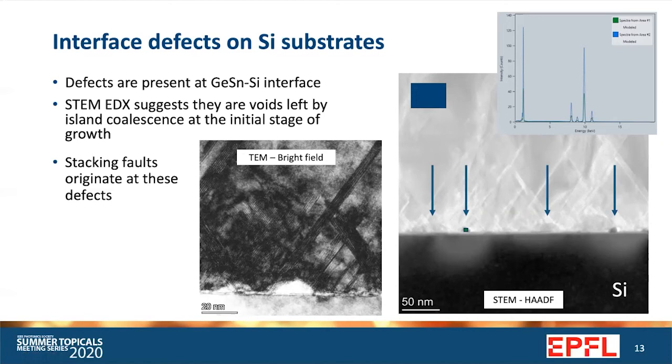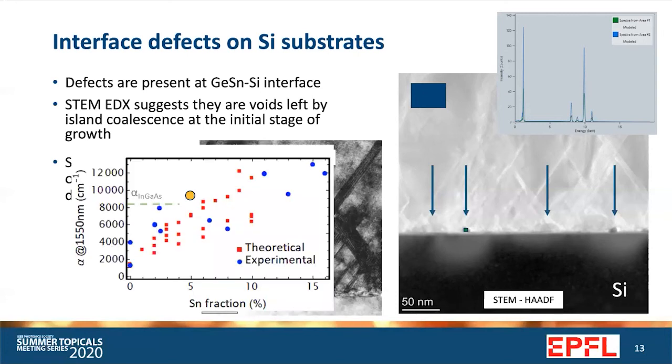For this reason, we believe these are voids that are created because of the late coalescence of the islands, and they are not completely filled with material. Moreover, looking at TEM imaging, we saw that these voids looked like they were a source of nucleation of stacking faults, which of course worsened the crystal quality. So it is important to switch to 2D growth also on silicon. And for this, it is probably necessary to use a germanium buffer, like it's often used in literature.